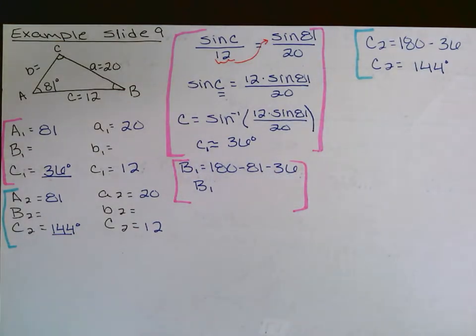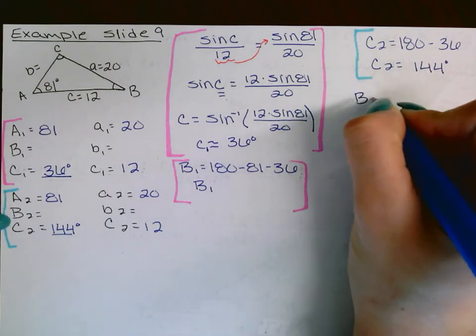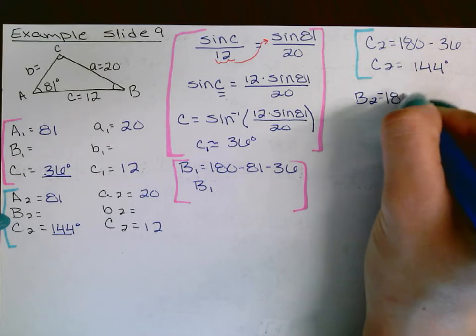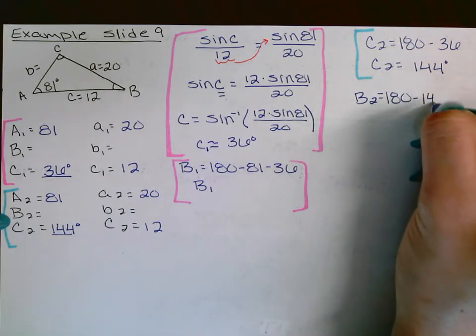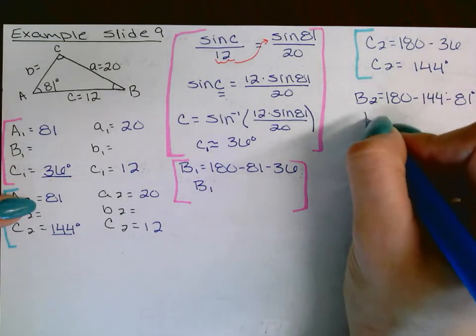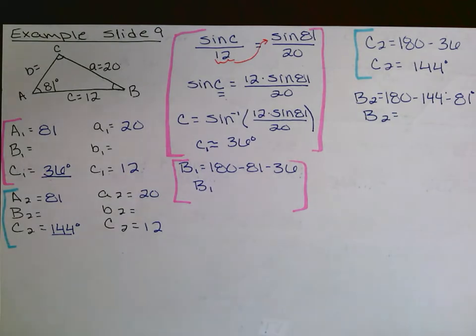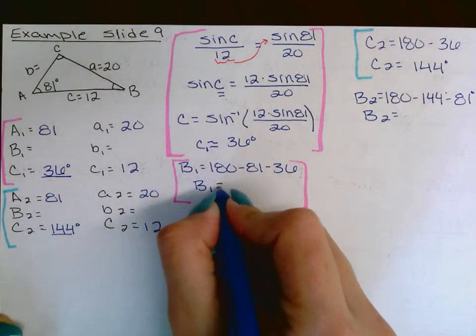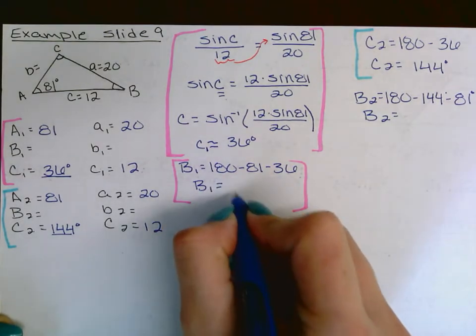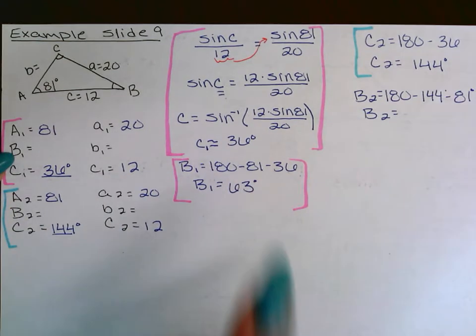Now, when I do that for blue, I'm going to go according to the blue. I can say B2 is going to be 180 minus 144 minus 81. Okay? And again, the moment I get something past 180 or negative, I know that's a mistake. So, in your calculators, when you do this subtraction here, you should get 63. Okay? 63 is B1, so I'm going to fill that in.